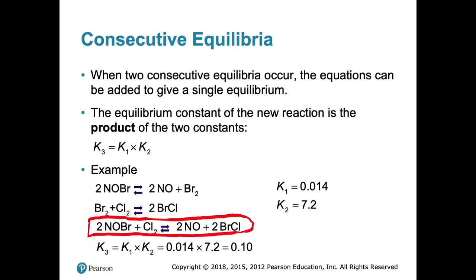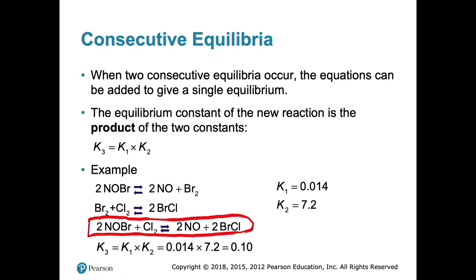So how do you figure out then what the equilibrium constant is for the overall reaction when it's a two-stepper like that? All you do is multiply the first one times the second one, and you get the third one. The overall one is 0.1. Make sense? So if you have a multi-step reaction, you can figure out the equilibrium constant for each step.